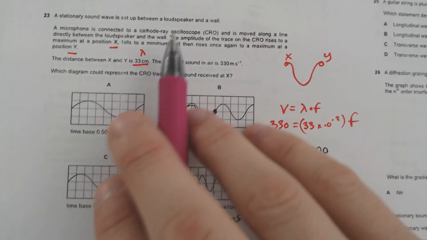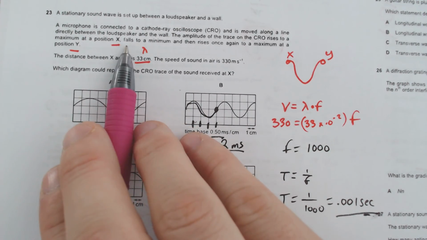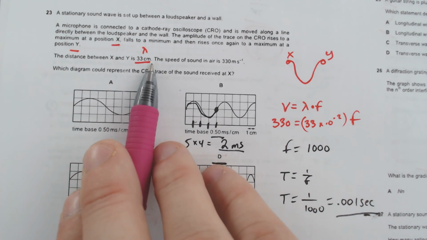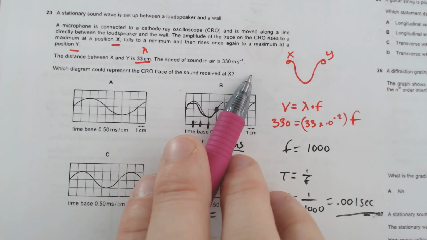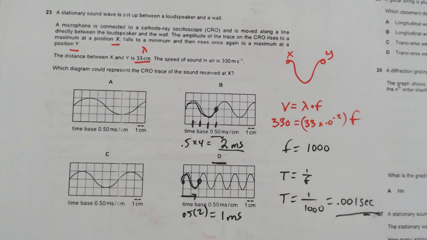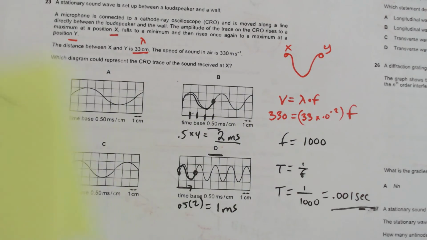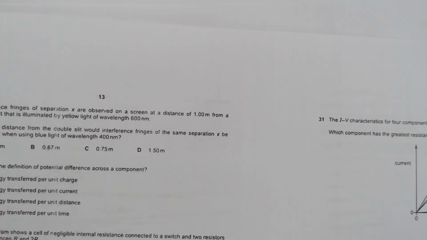Maybe I read wrong the second time. Zero rises to a maximum at X, falls to a minimum, then rises once again to a maximum at position Y. The distance between X and Y is 33. Speed of sound is that. Oh, you multiplied 2 times 0.5 times 10 to the negative 3. Yeah. On my paper, and then you got 0.001. I might have to come back and look at that one in a bit. Pausing on that one. We got 28 and 30.